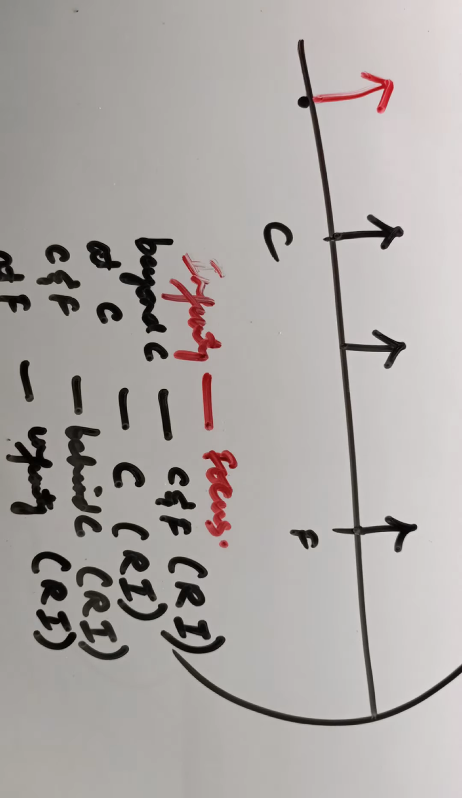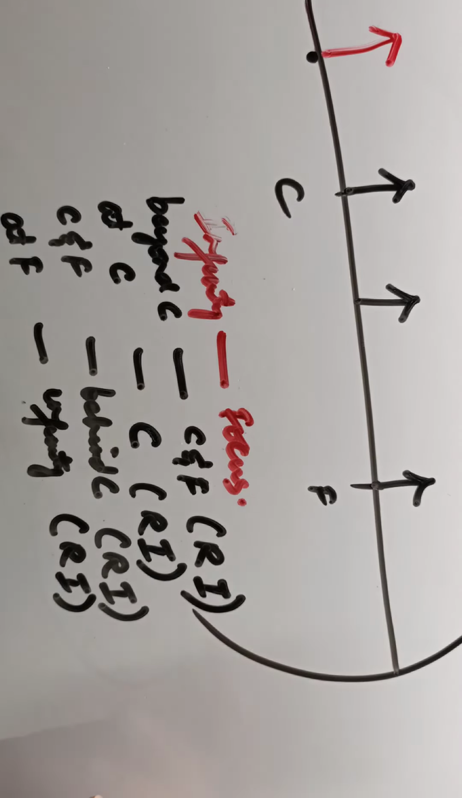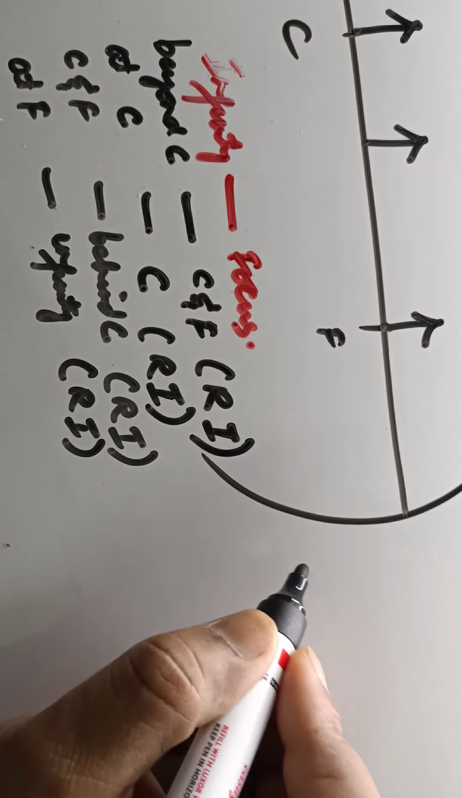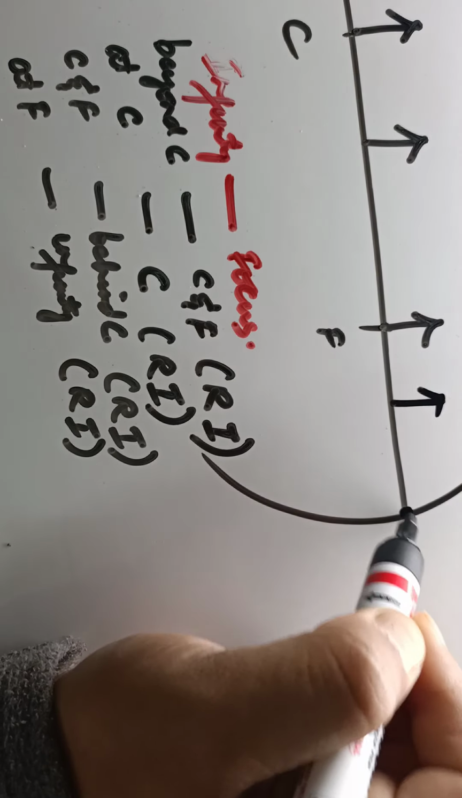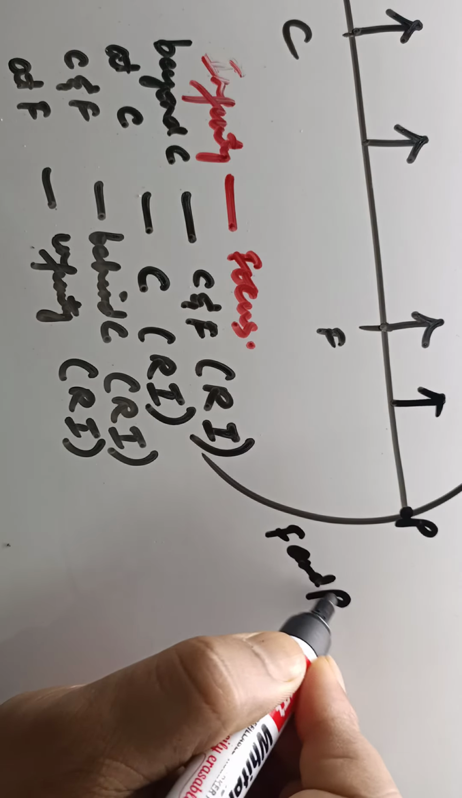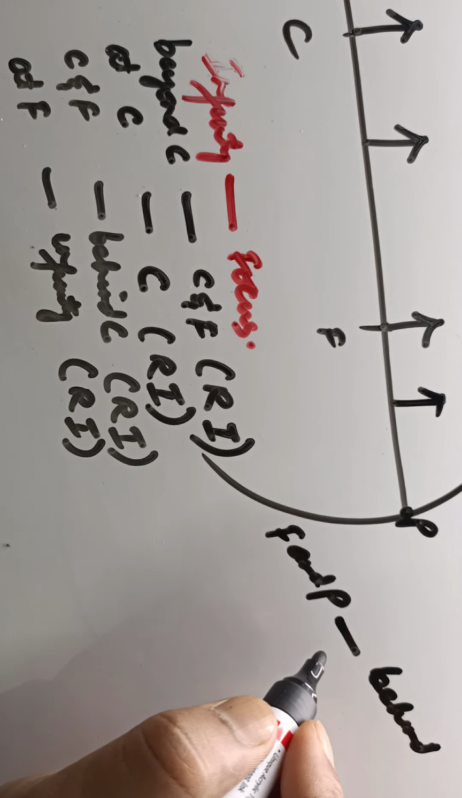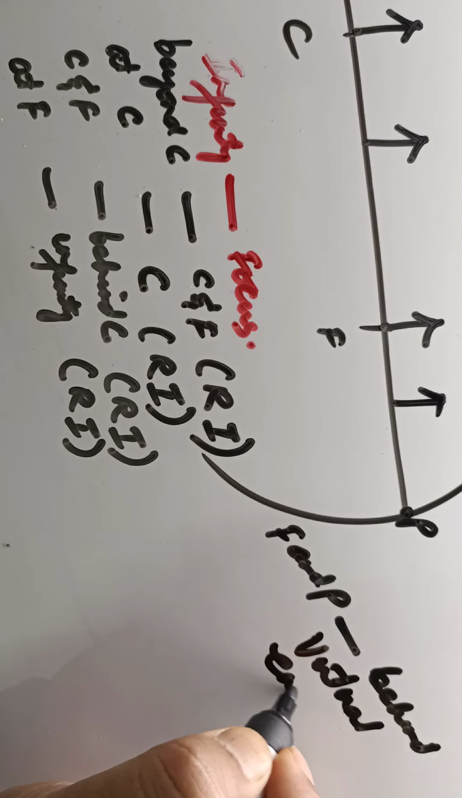Now we have the last position. The last position was if the object was kept between F and P, the pole. The image was formed behind the mirror. This was a virtual image, and also it was highly enlarged. So this is what we have done till now.